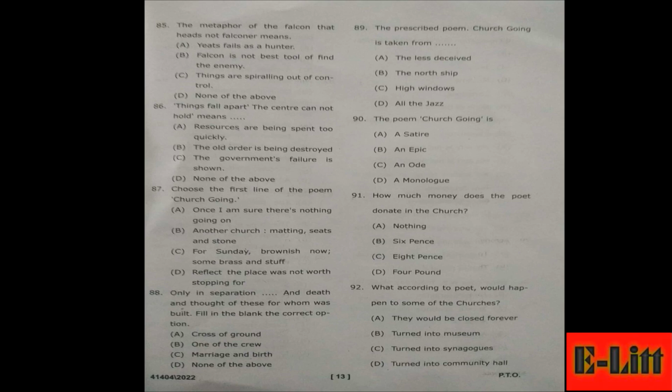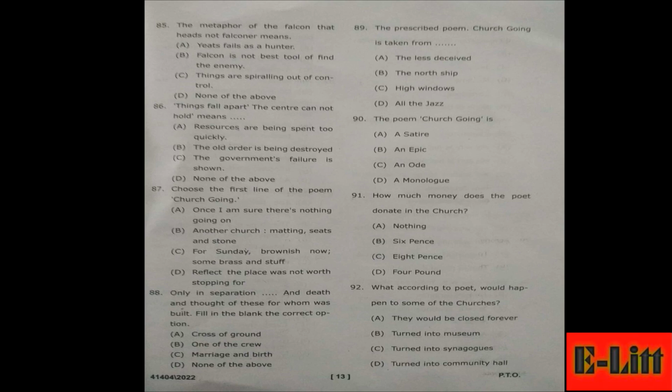Now the next question is, choose the first line of the poem Church Going. The first line of the poem is, once I am sure there's nothing going on. Next question, only in separation, blank and death and thought of these for whom was built. Fill in the blank with the correct option. The right one is marriage and birth. Next question, the prescribed poem Church Going is taken from. The right answer is The Less Deceived, A option.